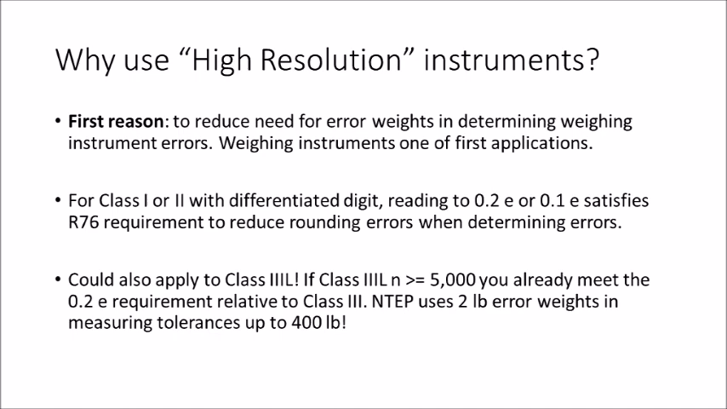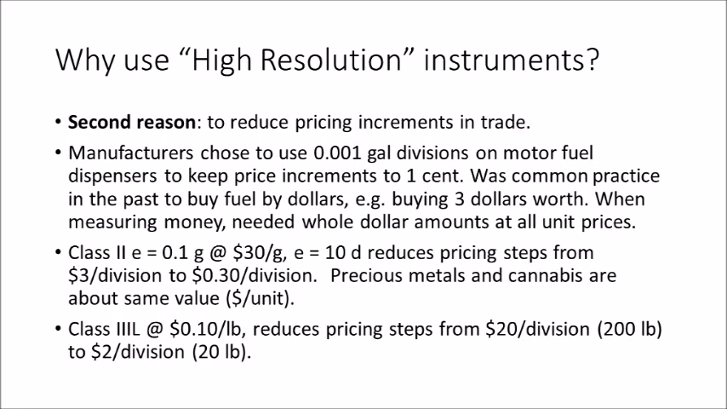You see, when class 3L gets at least 5,000 scale divisions, you already meet the 0.2E requirement relative to class 3. So basically what you see is that NTEP goes out and uses 2-pound error weights to measure errors of 200 and 400 pounds. A second reason why we use high-resolution instruments is to reduce pricing increments in trade.